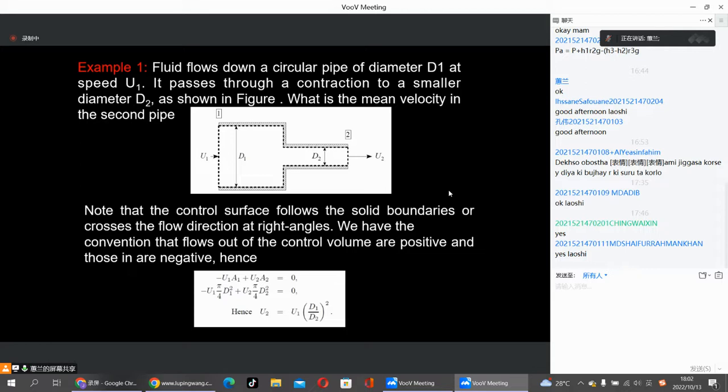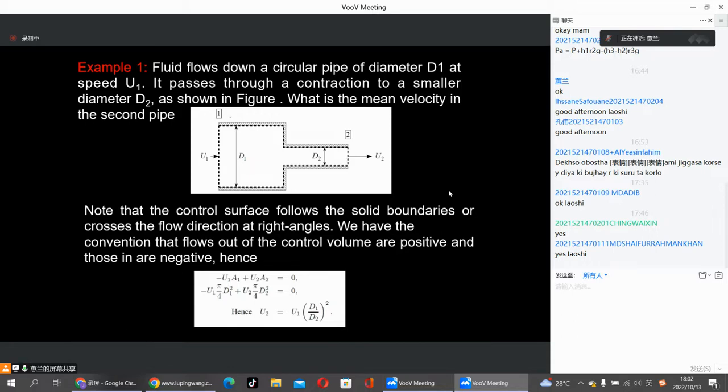Fluid flows down a circular pipe of diameter D1 and speed U1. It passes through a contraction to a smaller diameter D2, as shown in this figure. What is the mean velocity in the second pipe?